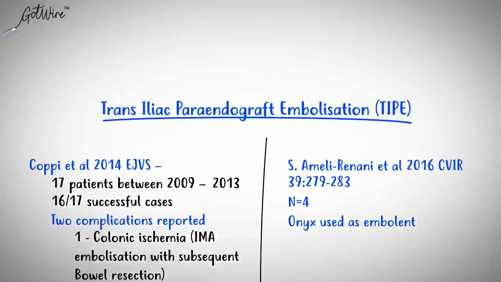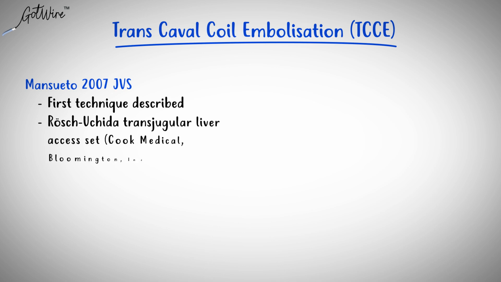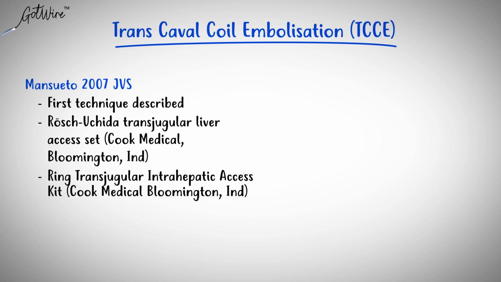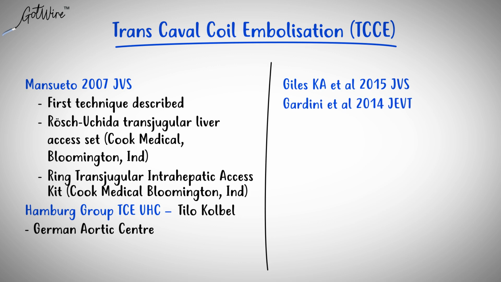The next technique to discuss is the transcaval coil embolization, abbreviated TCCE. Although still very rare in this sphere of treatment, it has started to gain traction in the TAVI world as an alternative form of access. Early experience for this dates back to 2007 by Mansueto, published in the JVS, in which a TIPS shunt kit and a Colapinto needle manufactured by Cook Medical was used. There is also the ongoing experience by the Hamburg group at the German Aortic Center, led by Tilo Kölbel. There are also experiences from Giles et al., published in 2015, and also Gardini et al. in the JEVT in 2014.